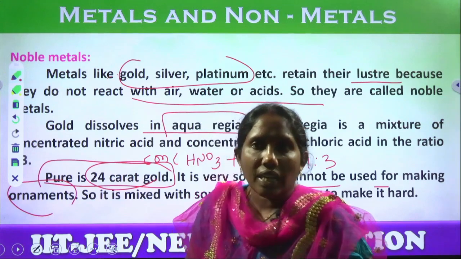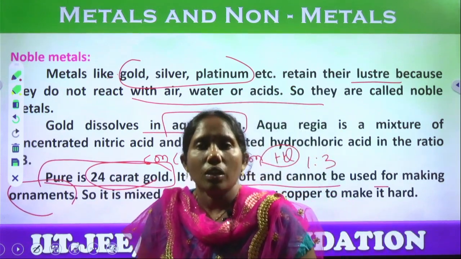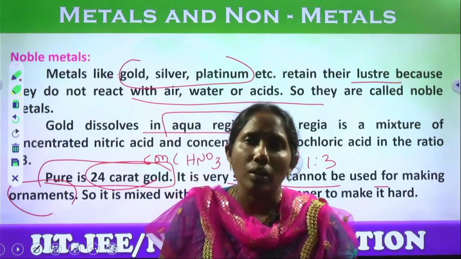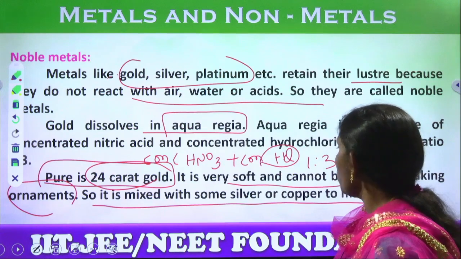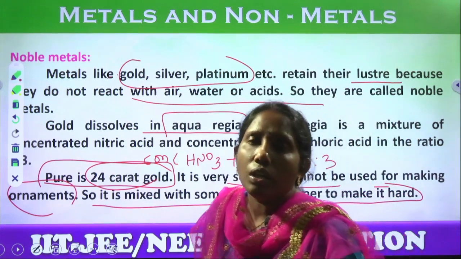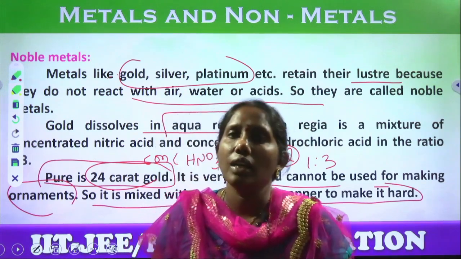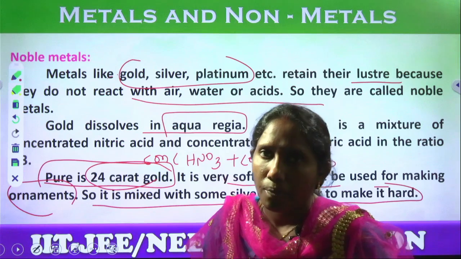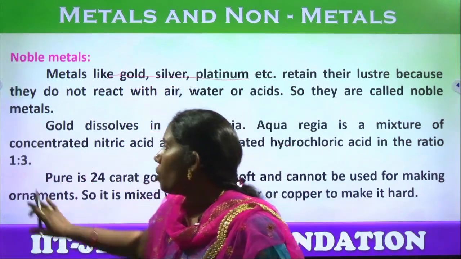That's why we prefer 22 karat gold or 916 gold, because we have to mix in at least some copper. It is mixed with some silver or copper to make it hard, because pure gold is soft. That's why 24 karat gold is kept as biscuits, but while making ornaments we take 22 karat or 916. Okay, so this is about the noble metals.